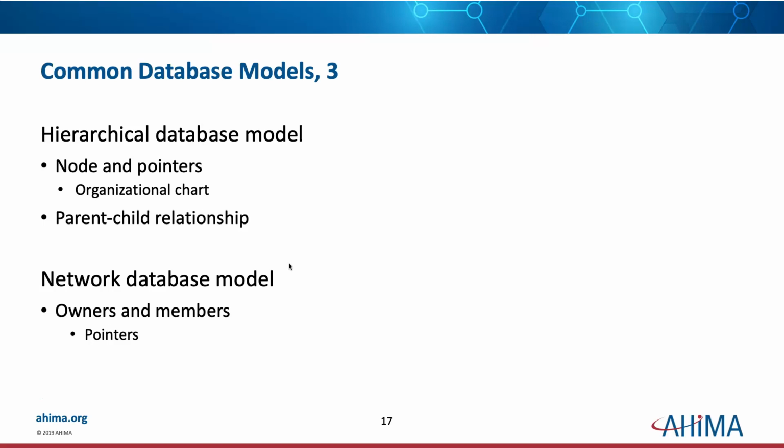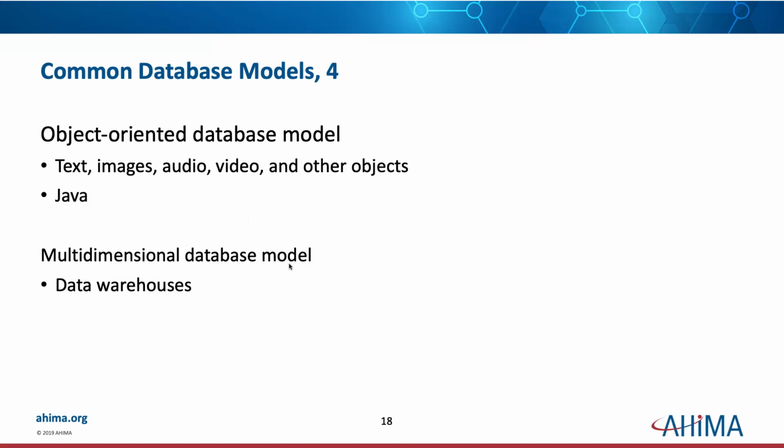A network database looks at owners and members and also has pointers. Object-oriented database models involve text, images, audio, video, other objects, and they typically use the Java language. And then multidimensional database models, an example of that would be a data warehouse.